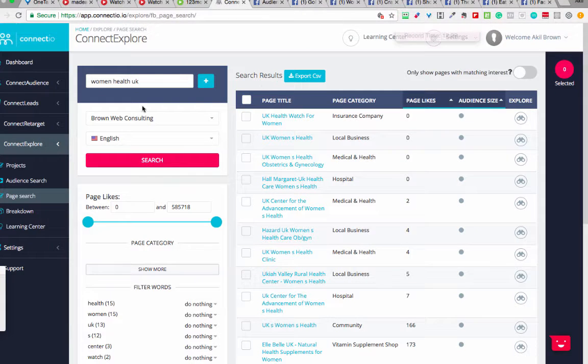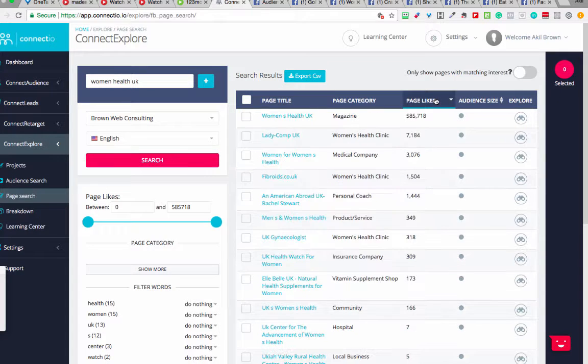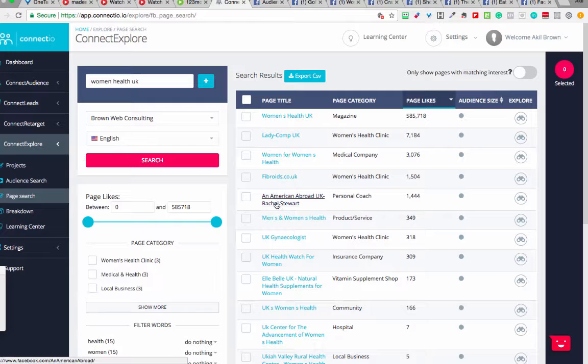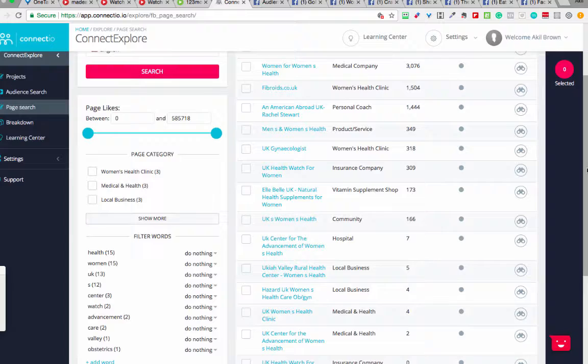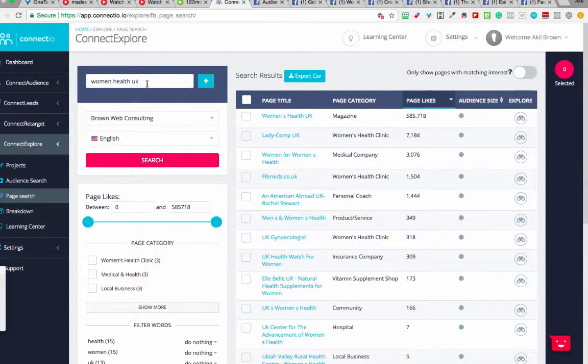All right, so I did another search. I used the page search rather than the audience search. I can do another video later on. But I did Women's Health UK, and these are some of the results. I sort by the number of page likes. So you can see Women's Health has 585,718. Lady Comp UK, I'm not too sure what that's about. It's a health clinic. Women's for Health. So you can see this is more health related. You might want to focus on more fitness related, so maybe women's fitness or fitness.